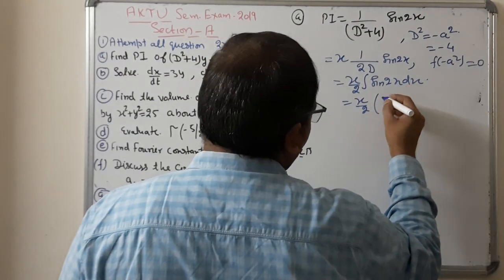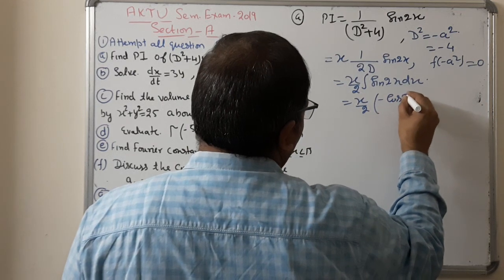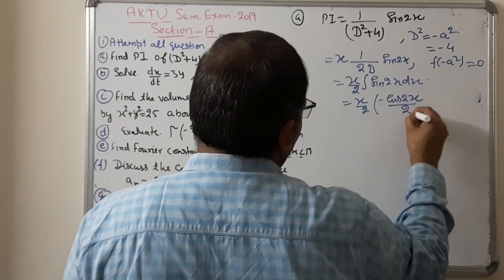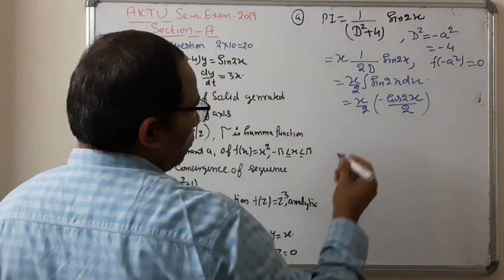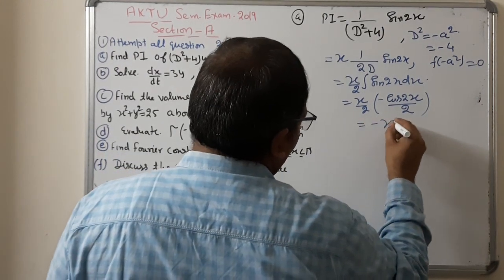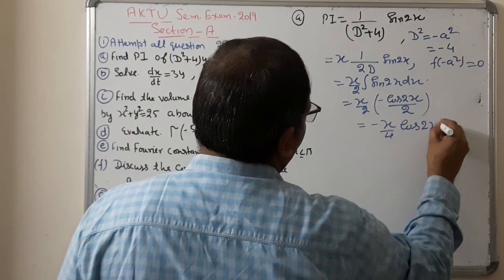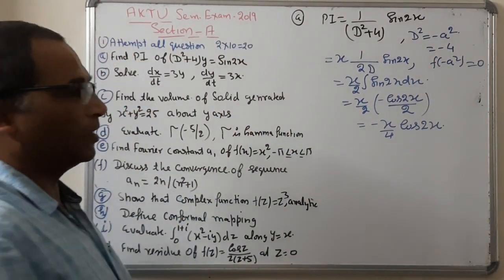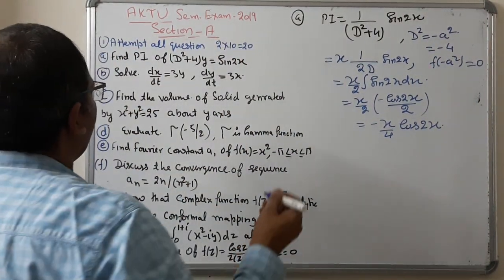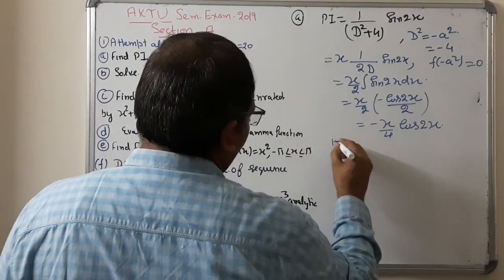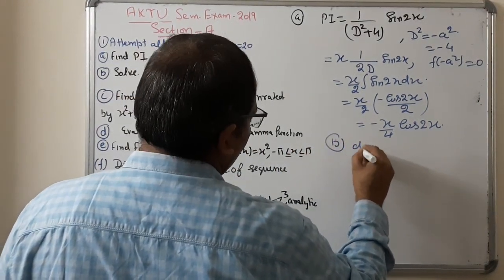The integration of sine 2x is minus cos 2x upon 2, right? So the answer is equal to minus x upon 4 cosine of 2x. This is the answer, right? Now we come to the B part. This B part, I solve this one.